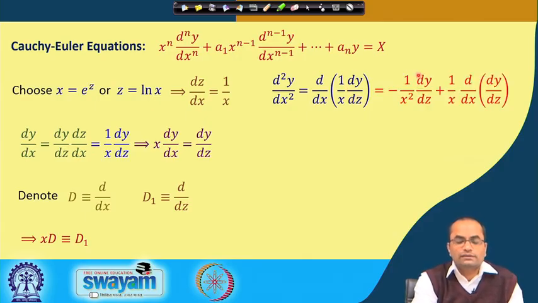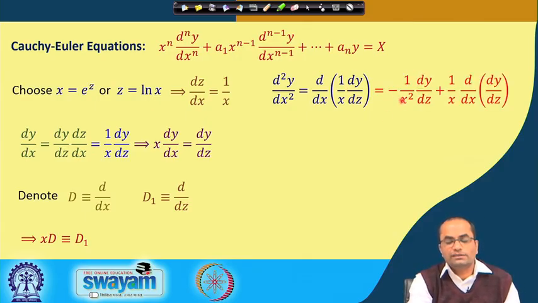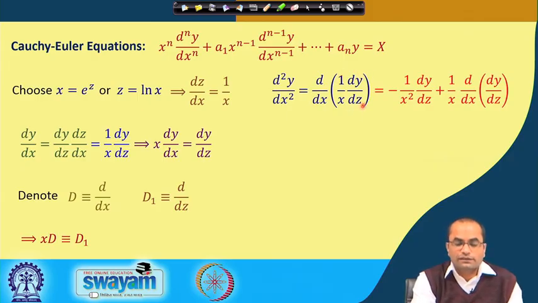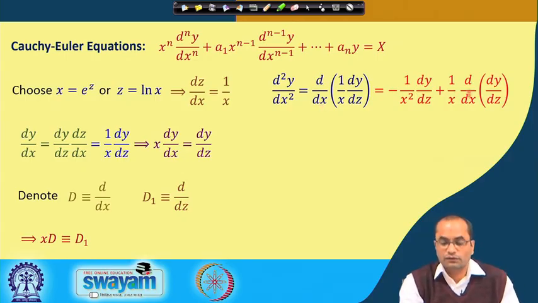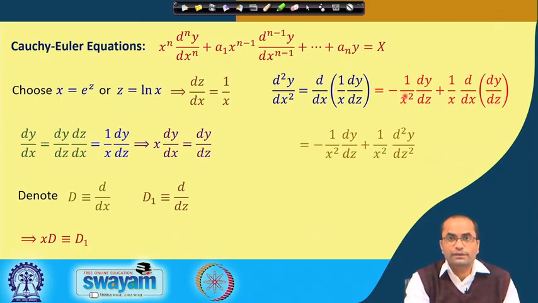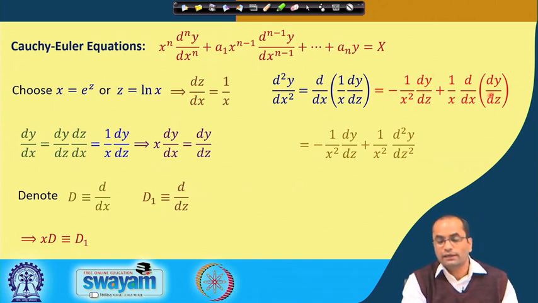So, we can use the product rule here. The derivative of 1/x will be minus 1/x², and then this dy/dz will remain as it is, plus this 1/x. Now, we will differentiate this dy/dz with respect to x, so that will give d over dx of dy/dz. So, this operation here will be minus 1/x² dy/dz, and 1/x as it is. The square comes because of this.